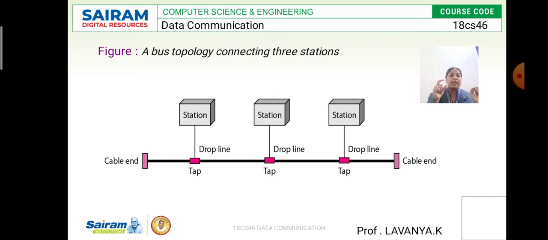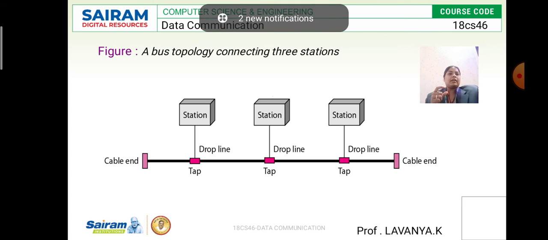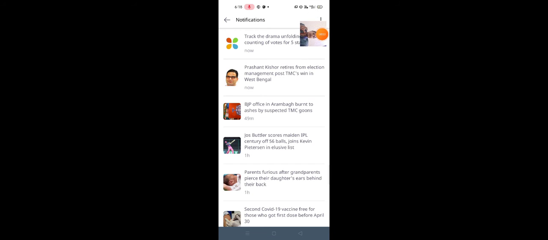Then what is the drop line? The drop line is a running connection between the devices, which means each station connects to the particular transmission link or transmission medium. That is what the drop line does: each station wants to send data to that transmission cable. Here the drop line works as the backbone of the network, or a backbone layer.